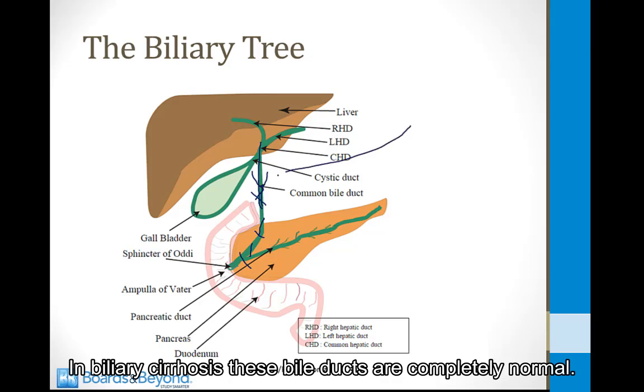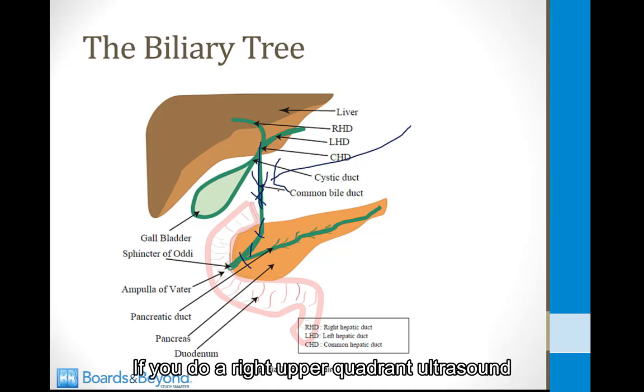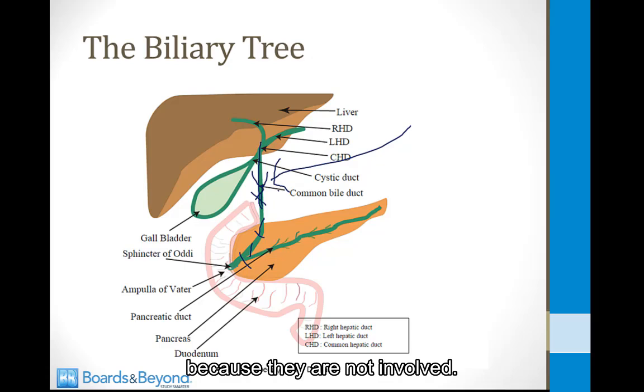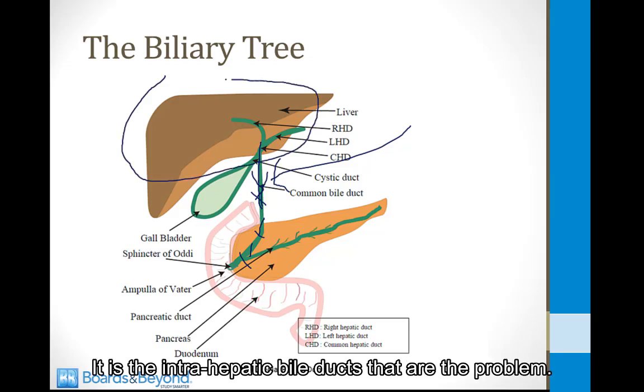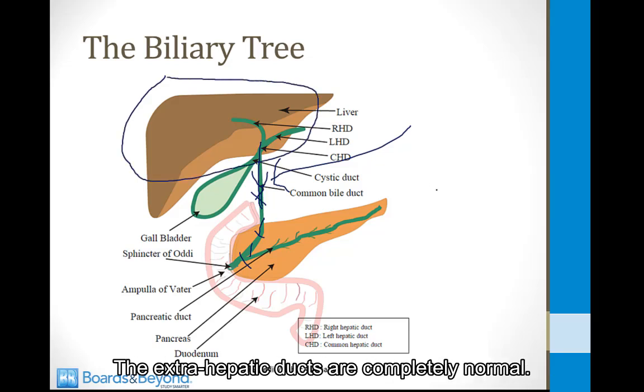In biliary cirrhosis, these bile ducts are completely normal. Remember what I told you before, if you do a right upper quadrant ultrasound in biliary cirrhosis, you will see normal bile ducts because they are not involved. The problem in biliary cirrhosis completely involves the liver. It is the intrahepatic bile ducts that are the problem. The extrahepatic ducts are completely normal.